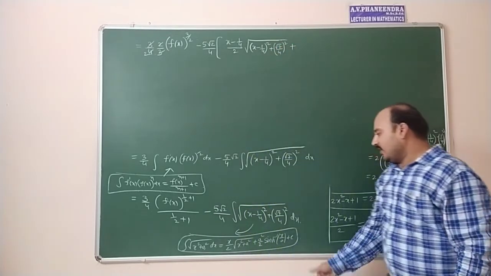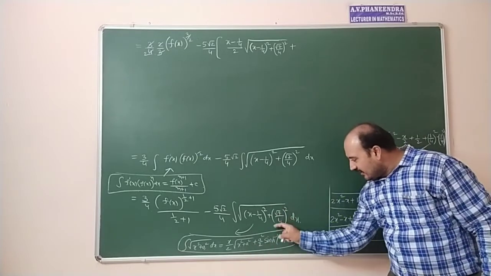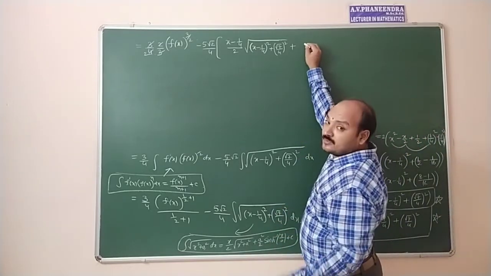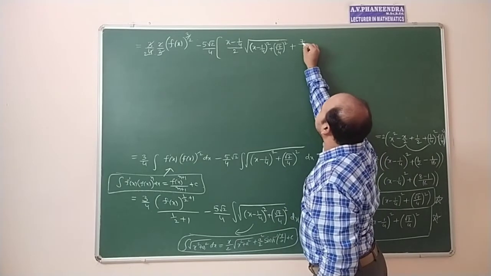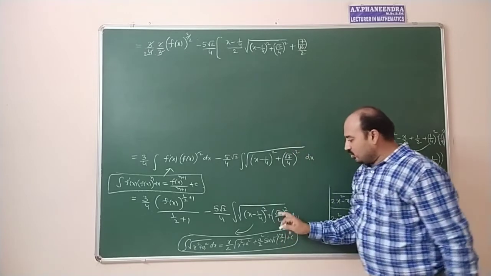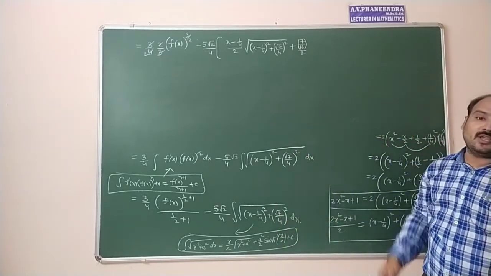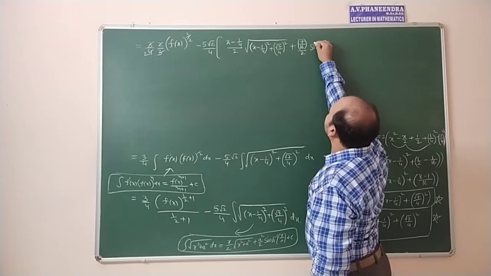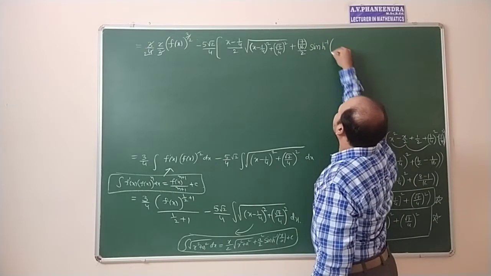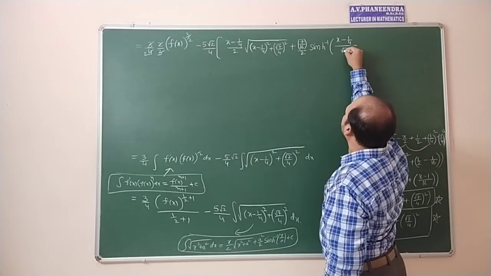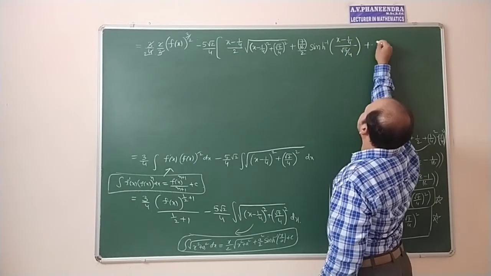Plus a square by 2. A square means this value is called a square. So root 7 by 4 whole square means 7 by 16. 7 by 16 by 2. A square by 2, root 7 by 4 whole square means 7 by 16 by 2. Sinh inverse of x by a. x means x minus 1 by 4, by a value is root 7 by 4, plus c.